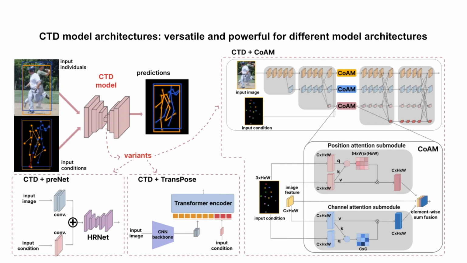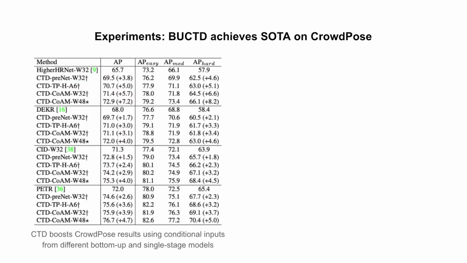We propose an architecture comprised of a conditional attention module and HRNet, where we feed the input image and the corresponding pose condition into HRNet and the CAM in parallel. The CAM can be inserted after any HRNet stage and its output is fused with the features of the corresponding stage. We tested the different variants of BUCT on CrowdPose. We found that CTD boosts CrowdPose results using conditional inputs from different bottom-up and single-stage models. Thus, combining visual and geometric information can flexibly refine pose predictions.